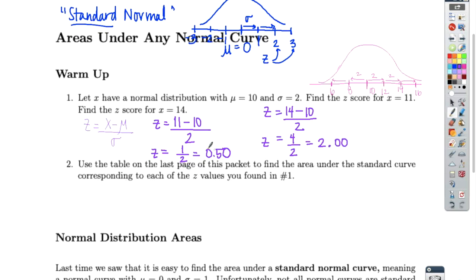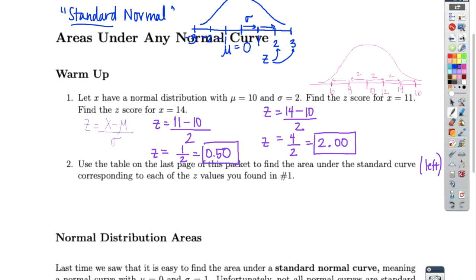Okay, so now that I have both of these numbers, z equals 0.5 and z equals 2, use the table on the last page of this packet to find the area. I should really say under the standard curve, I'll say to the left. Just put it in parentheses here. I really should say to the left, corresponding to each of the z values that you found in problem number 1. Okay, so I'm going to find the area to the left of 0.5 and also the area to the left of 2.